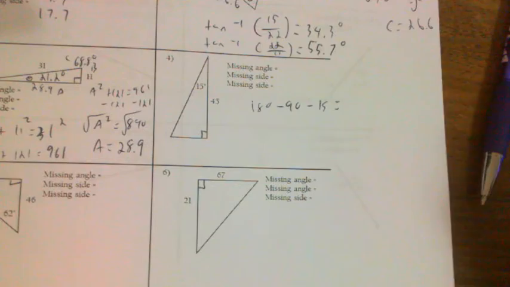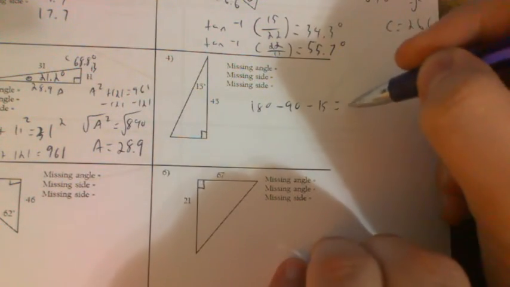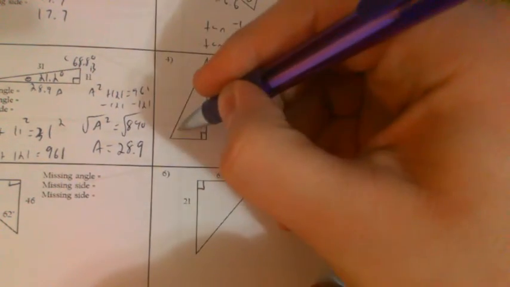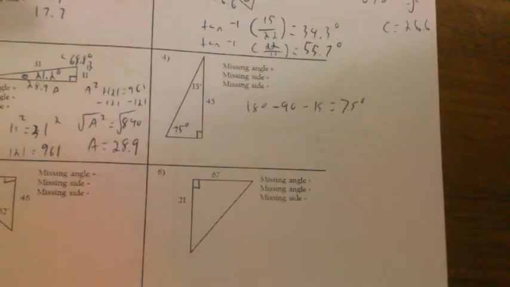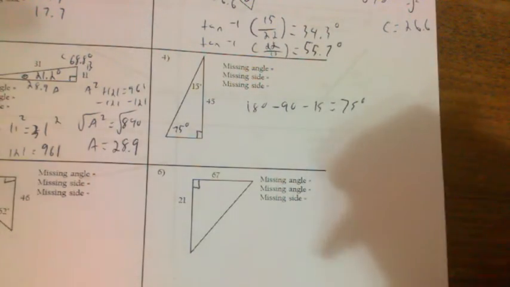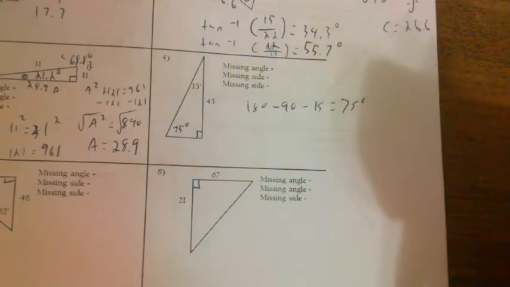All right. That makes this 75 degrees. I could have done that in my head. I don't know why I didn't. Please forgive me. So that side is 75 degrees. From this, we can get that pretty easily. Now our two missing sides.